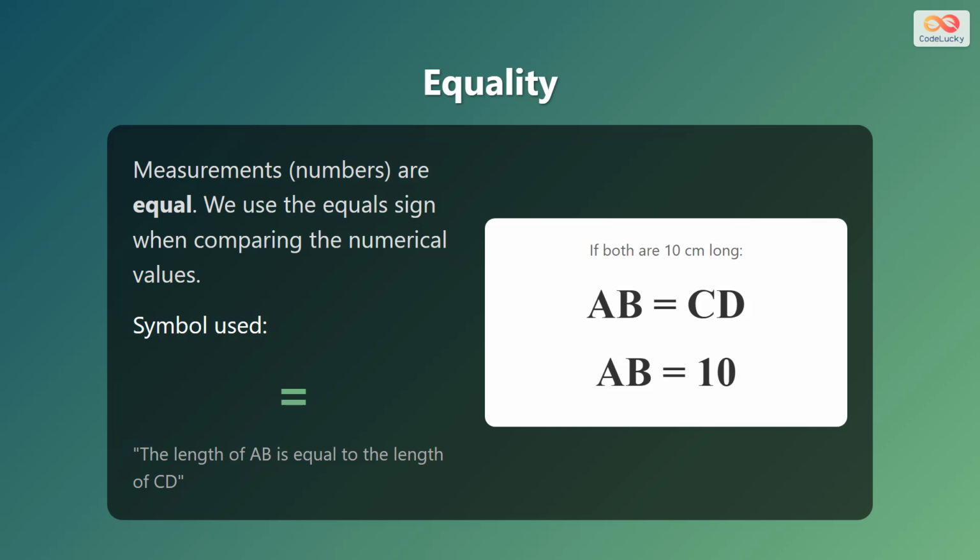On the other hand, numbers are equal. Since the lengths of AB and CD are just numbers representing distance, we use the standard equals sign between them. So we write AB equals CD, meaning the distance of AB is the same number as the distance of CD.